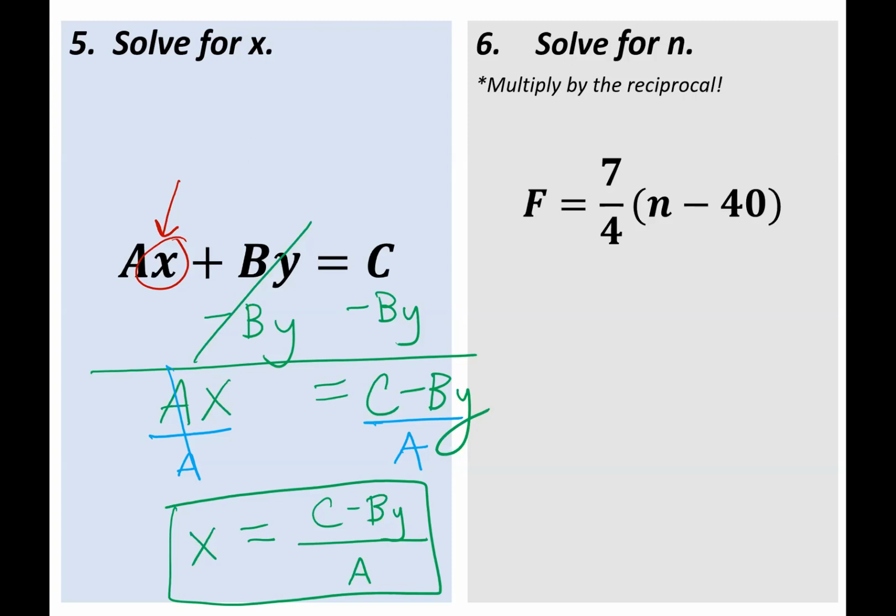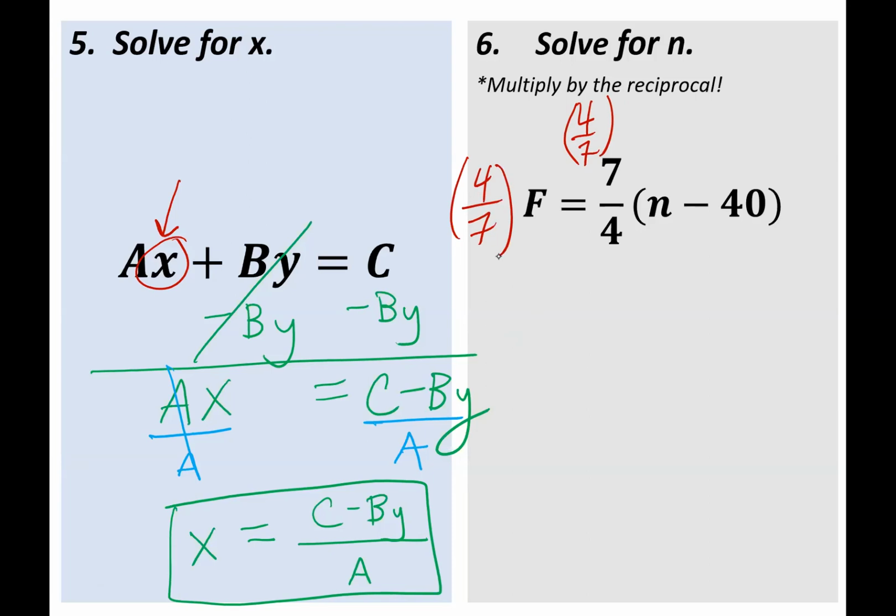So here's number 6, solve for n. F equals 7/4 parentheses n minus 40. So let's start by multiplying by the reciprocal of this fraction. So reciprocal is when you're essentially flipping the fraction. 7/4, we can flip it and write 4/7. So let's multiply both sides of the equation by 4/7.